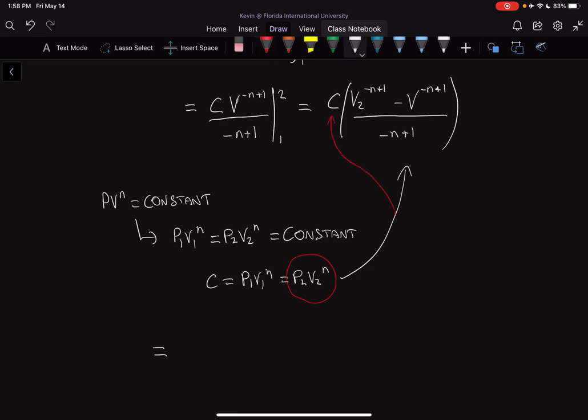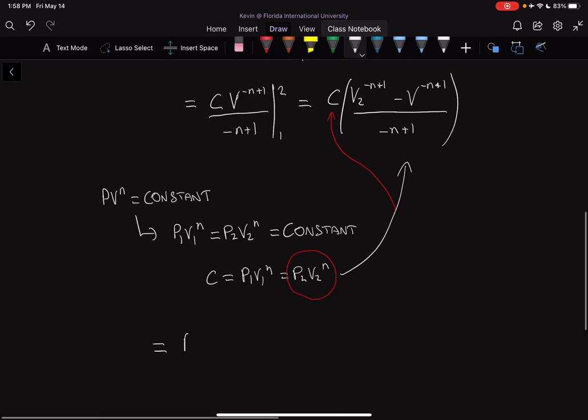And I'm going to say that P2 V2 to the n multiplied by V2 to the minus n plus 1 minus, and I'm going to do for the second term, so for the first term I'm going to use P1 V1 to the n, and for the first term I'm going to use P2 V2 to the n, and for the second term I'm going to use P1 V1 to the n, right? This is equal to C.